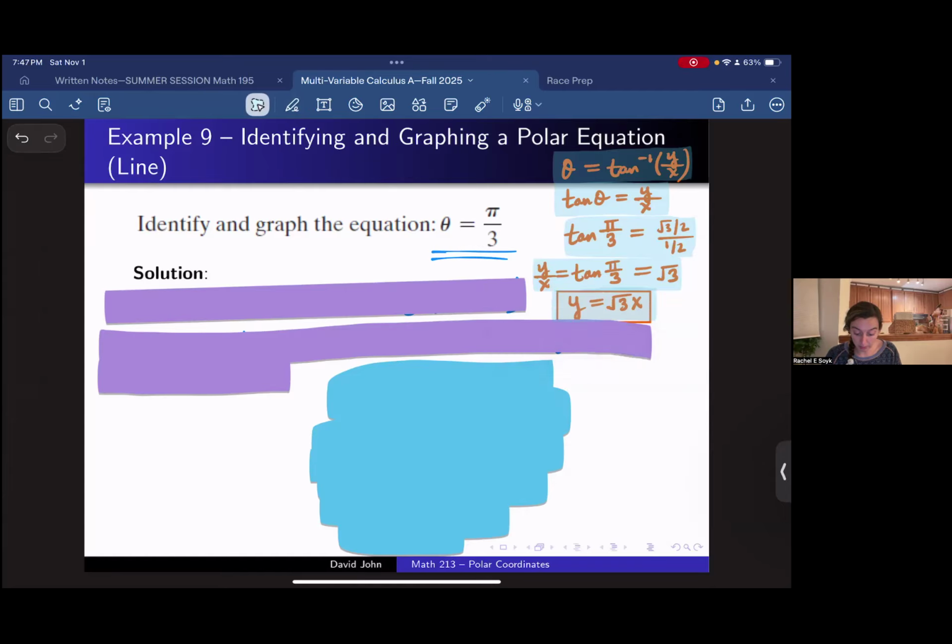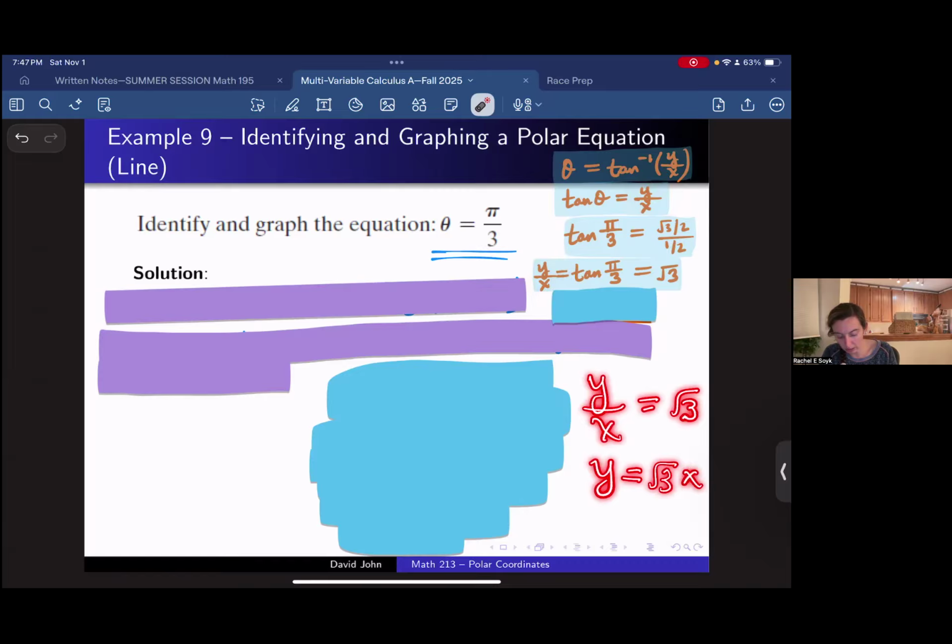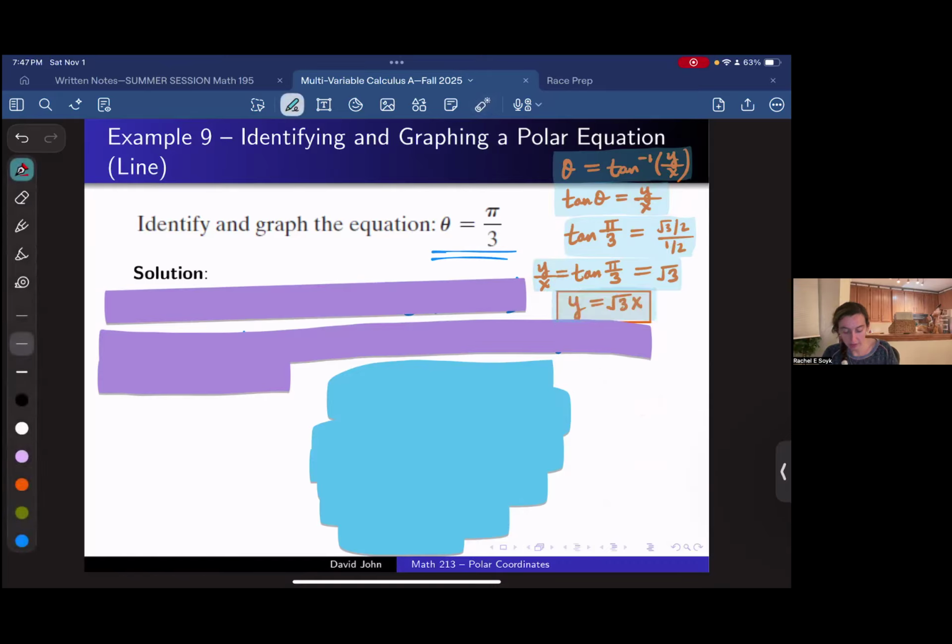I'm foreshadowing. How do I cover this up again? And so if you know your tan pi over 3 is square root of 3, but you also know it is equal to your y over x, we can look at y over x is equal to square root of 3, and then multiply both sides by x, and you get y is equal to square root of 3 times x. And that was that last part. And that's very helpful because now we can very clearly identify the graph. We have a linear function at hand.